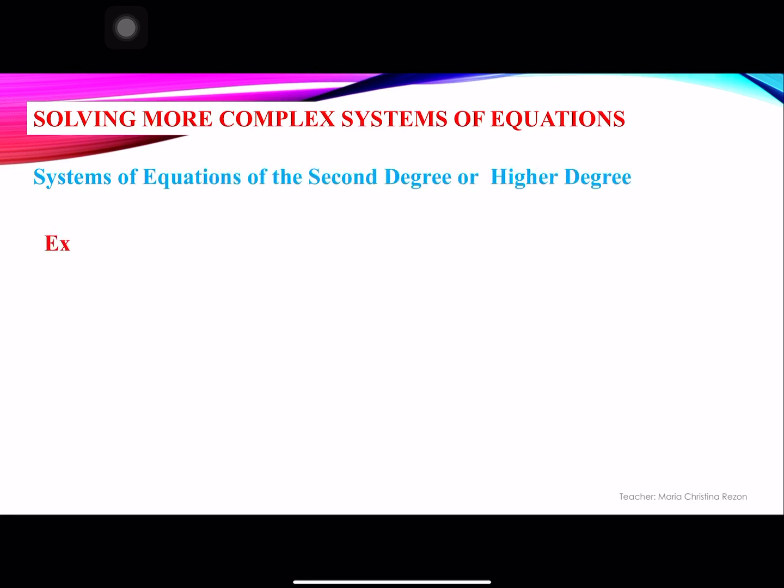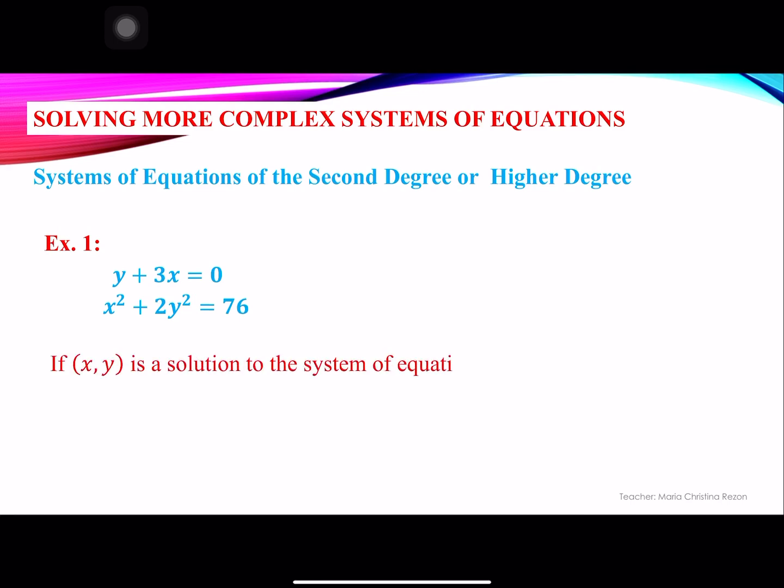So our first example is the system y plus 3x is equal to 0 and x squared plus 2y squared is equal to 76. If the ordered pair (x, y) is a solution to the system of equations above and y is greater than 0, then what is the value of y? So we are specifically looking for y which is a positive number, or y is greater than 0.